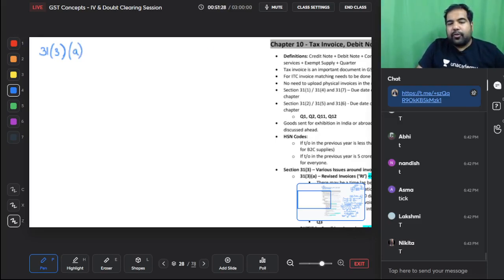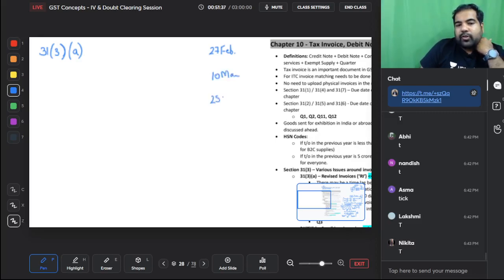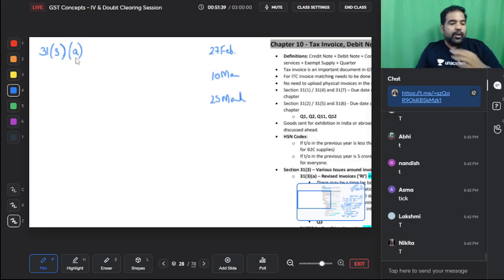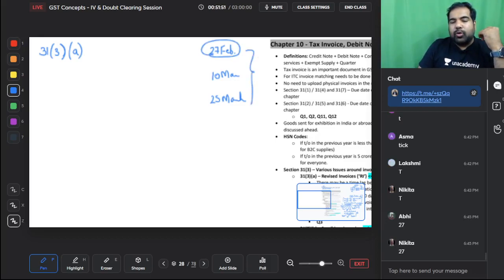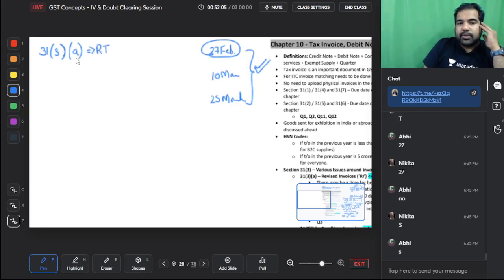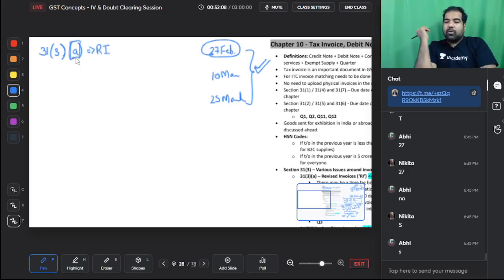Guys, if you are liable to register on 27th Feb, you apply on the 10th of March and you get a registration on 25th March. Please tell me what is the effective date. Effective date is 27 Feb, absolutely right. So in this time period, do you have to shut down your business or can you make supplies? You can make supplies, but because you did not have a GST number and now you have it, you have to issue additional invoices which they call as revised invoices. This is A for additional invoices called revised invoices.